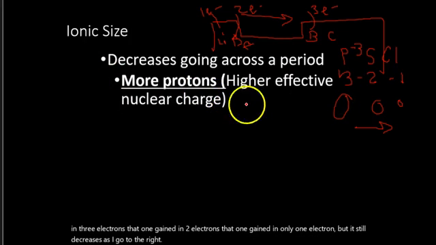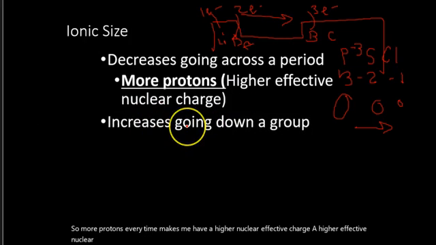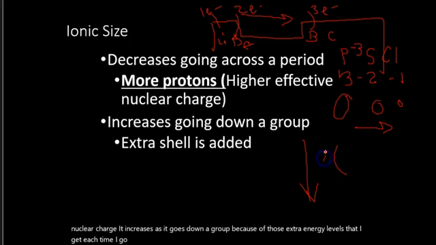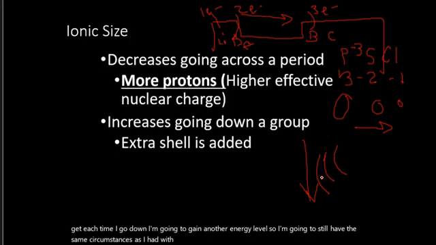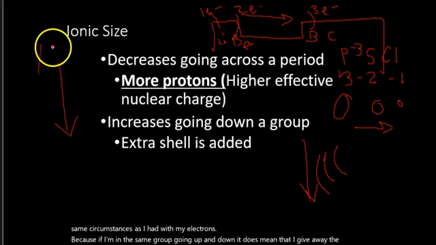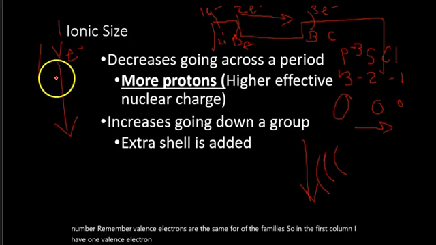So more protons every time makes me have a higher effective nuclear charge. Ionic size increases as it goes down a group because of those extra energy levels that I get. Each time I go down, I'm going to gain another energy level. I'm still going to have the same circumstances as I had with my electrons, because if I'm in the same group going up and down, it does mean that I give away the same number. Remember, valence electrons are the same for each of the families. So in the first column, I have 1 valence electron, and that's true of everybody in the first column.